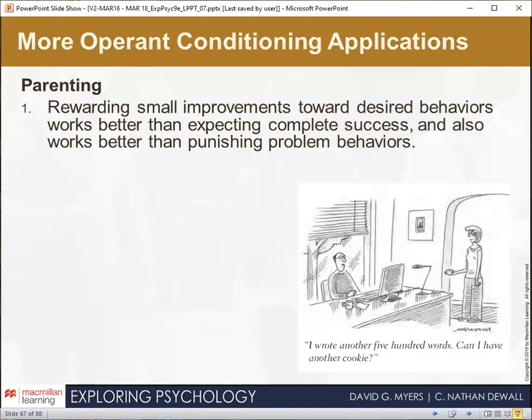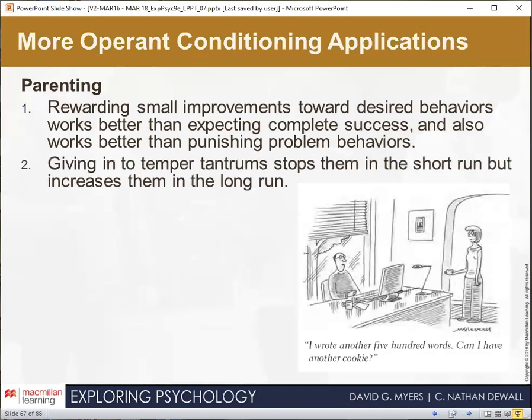For example, you reward a student who's been having some difficulty. If they were doing D-level work and they get C-level work, even though you want them to get A-level work, you can reward them in some fashion or form for some improvement in their behavior or their performance. You may have noticed this as well. Giving in to temper tantrums stops them in the short run, but increases them in the long run. Once you give in to a tantrum, you have started something that can be very problematic in the long run.